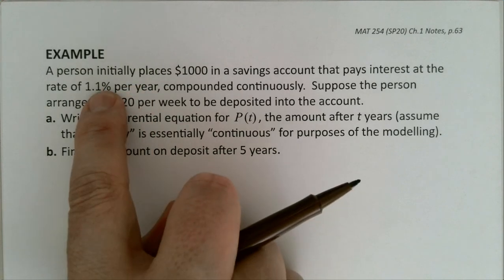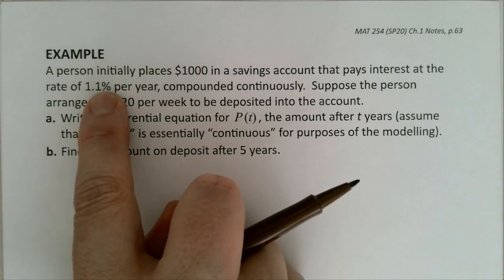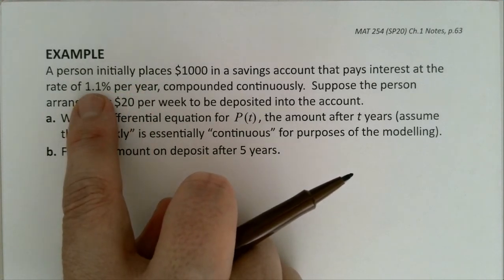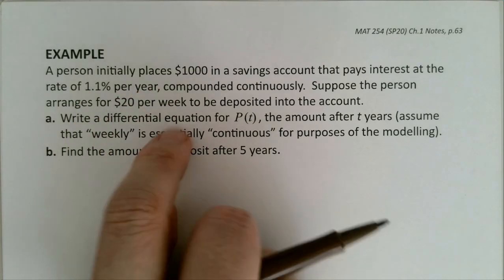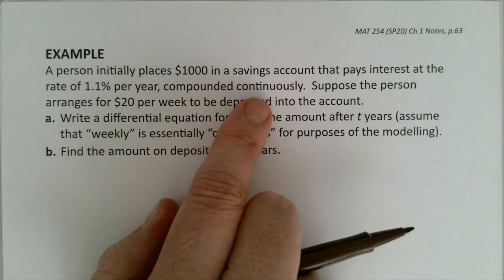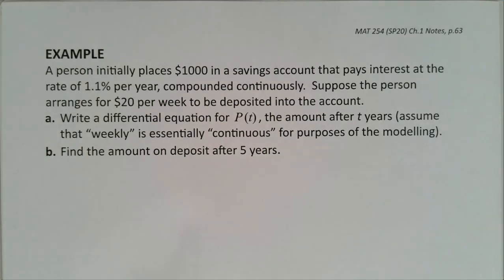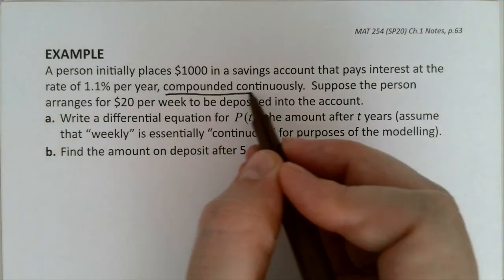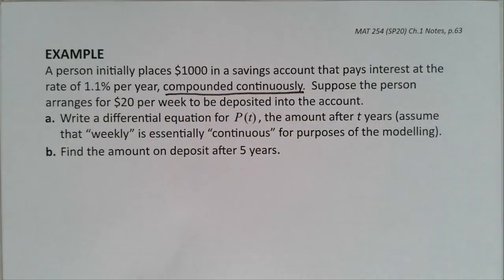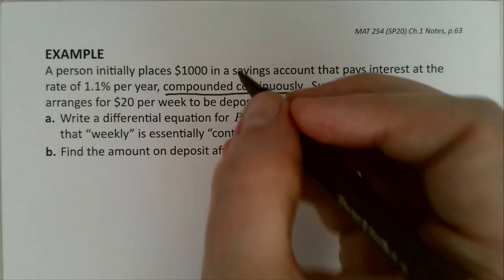Now notice, percent is not actually a unit. It's just a way of rewriting a decimal, right? But the per year is definitely a unit. And then it says compounded continuously. So there's some information already in here that we need to pay attention to. So the idea that it's compounded continuously means that we should expect exponential growth, right?